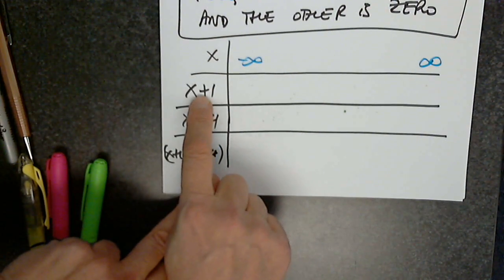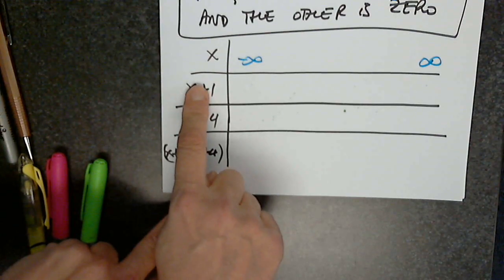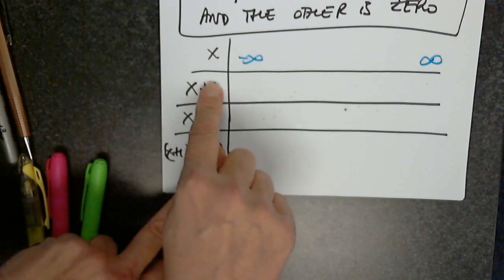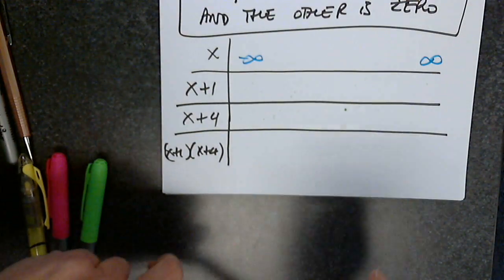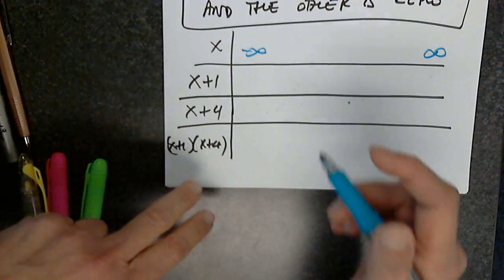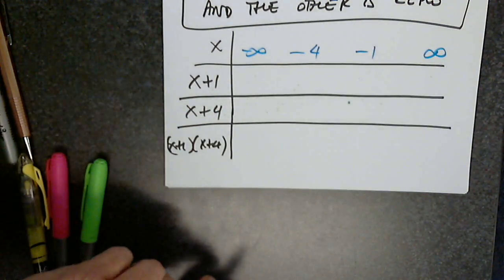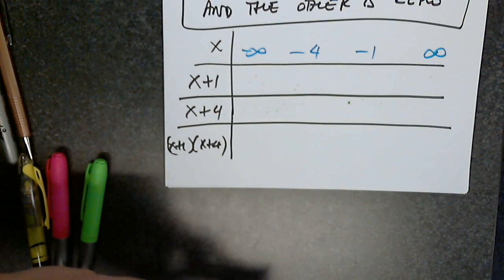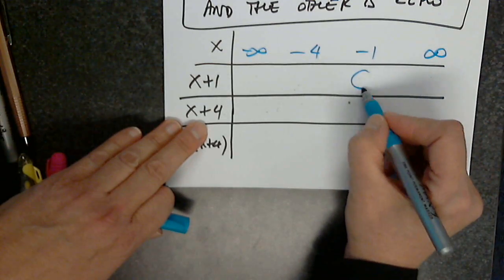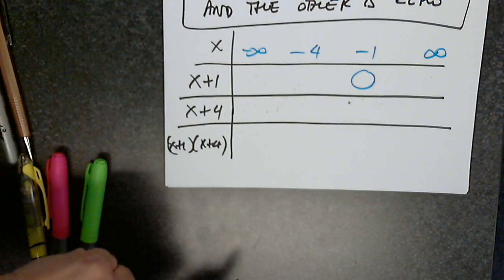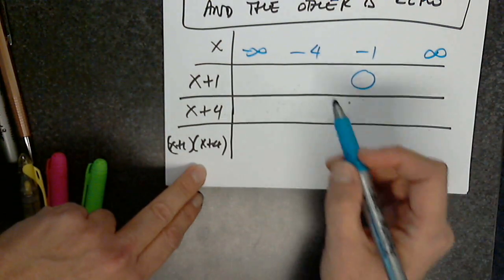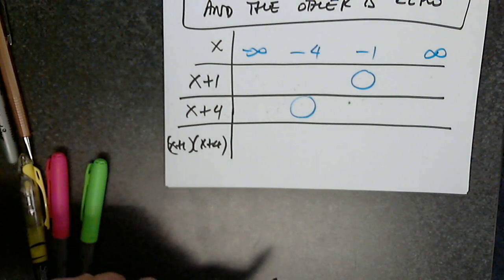Now I have to determine the value that makes this 0. Can anyone tell us what is the value of x that will make this 0? Negative 1. What is the value of x that will make this 0? Therefore, I have to put them in correct order. Negative 4 is first, negative 1 is second. In the row of x plus 1, I have to write 0 under negative 1, because that's where x plus 1 is 0. In the row of x plus 4, obviously, I have to write 0 under negative 4.